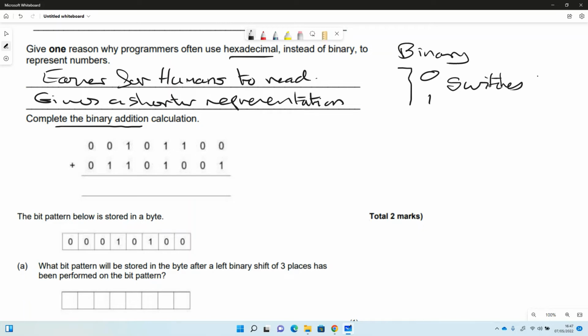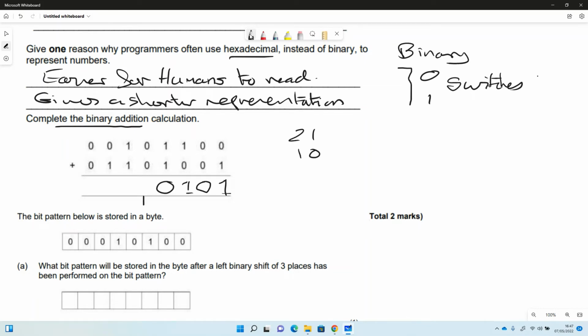So adding binary, we can always say that we can just add binary the same as we do our standard numbers, but we can only go 0 or 1. So that's all the symbols we've got. If we get to 2, we've gone too far, we need to carry. So 0 and 1 is 1. 0 and 0 will be 0. 1 and 0 is 1. 1 and 1 would be 2. So the binary pattern for 2 is 1, 0.